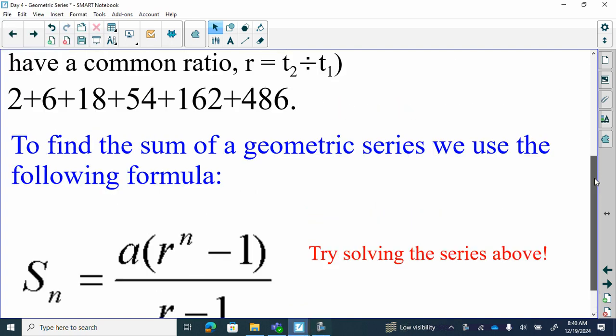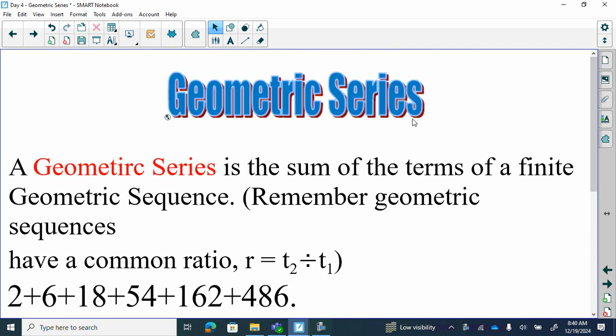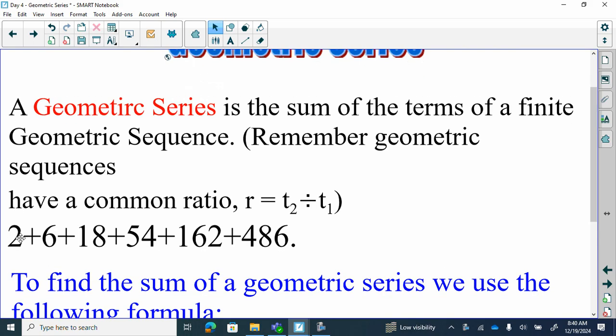All right, today's lesson is all about a geometric series. So we will be adding the terms of a geometric sequence. Remember, with a geometric sequence, your first term A, or term 1, can be seen here. But these series or sequences have a common ratio, which can be found by taking term 2 and dividing term 1, or term 3 and dividing term 2, or any term and dividing it by the term in front of it, or the term before.